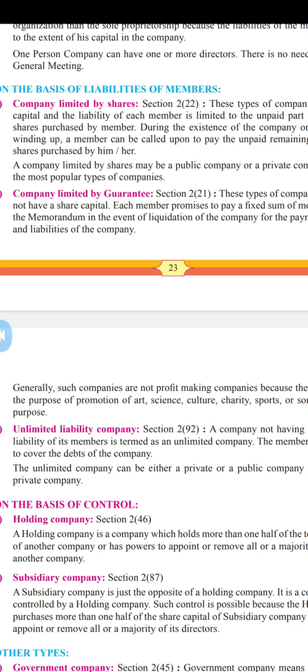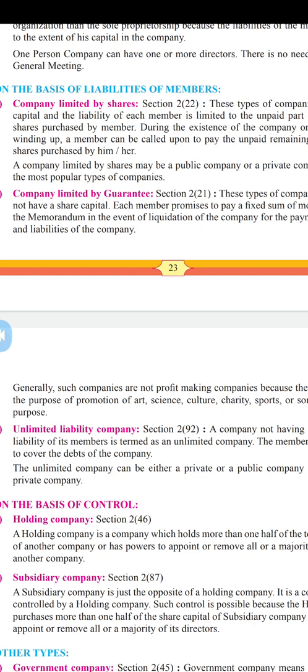Then the fourth type of company comes under the head on the basis of control. In this head, there are two companies: holding company and subsidiary company. A holding company is a company which holds more than one half of the total share capital of another company. That means more than 50%. If any company purchases or takes over more than 50% of the share capital of another company, that is called a holding company.